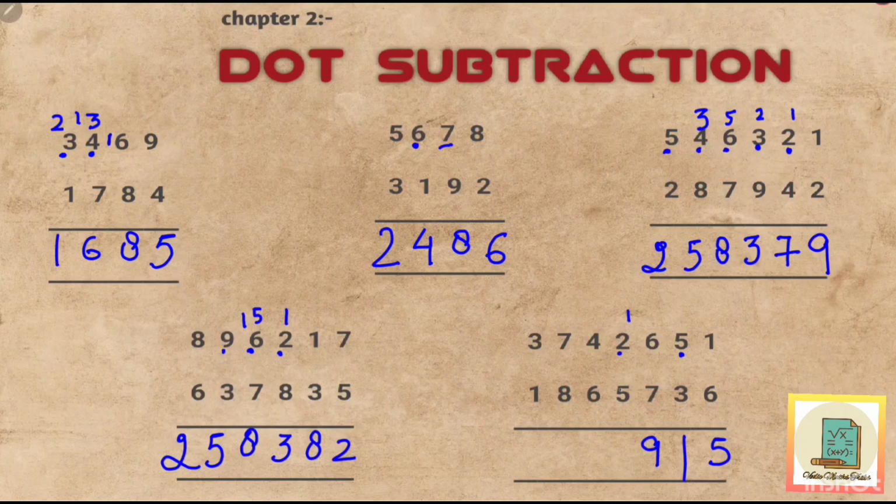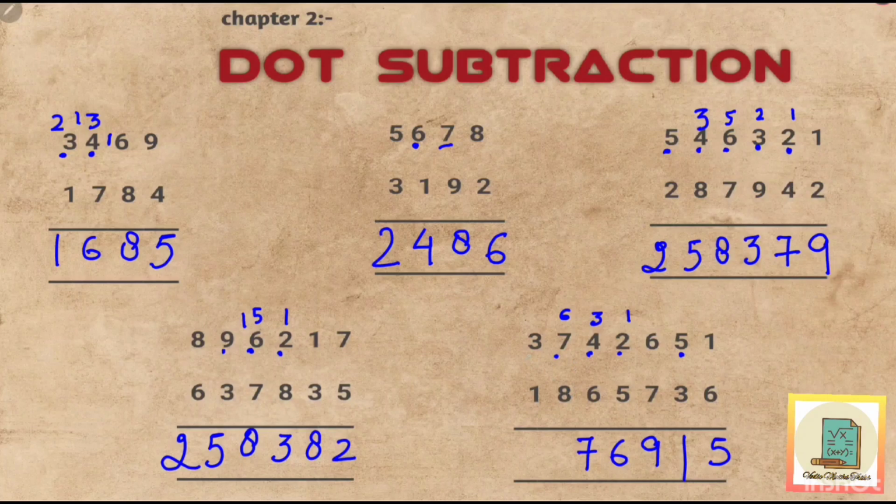Now 1 is smaller than 5, so put a dot below 4 and it will be assumed as 11. 11 minus 5 gives you 6. Now 4 with the dot below will be assumed as 3. Now put a dot below 7 and it will be assumed as 13. 13 minus 6 gives you 7. Now dot below 7 will be assumed as 6.